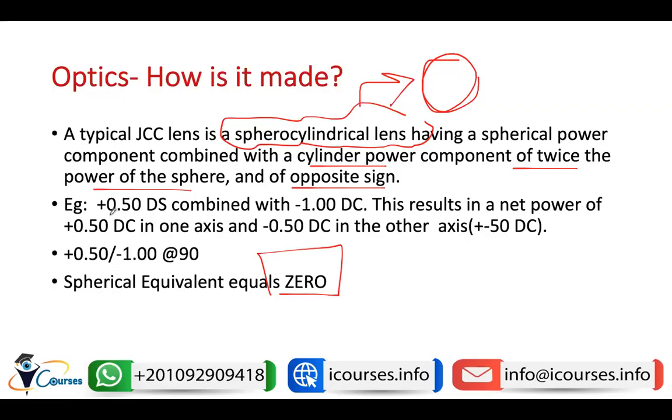So if we, for example, combined a plus 0.5 diopter sphere with a minus 1 diopter cylinder, this will result in a plus 0.5 diopter cylinder in one axis and a minus 0.5 diopter cylinder in the other axis. So this is the spherocylindrical lens that will cause a spherical equivalent of 0.